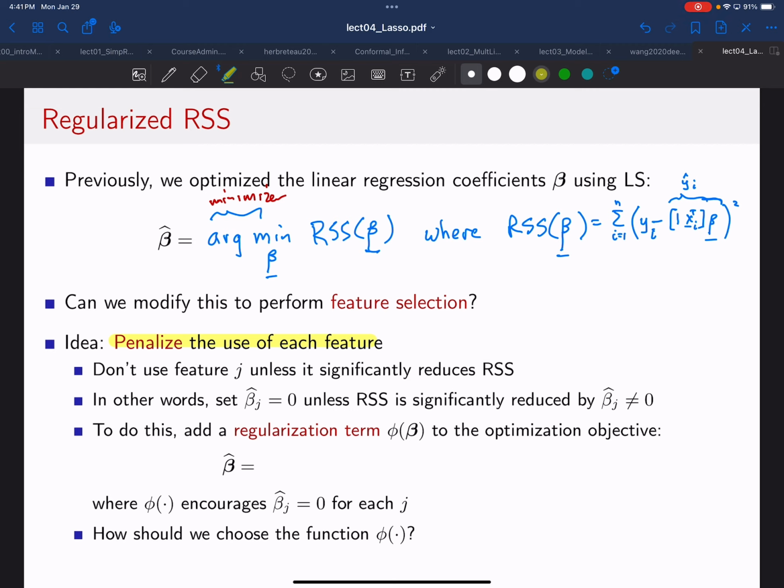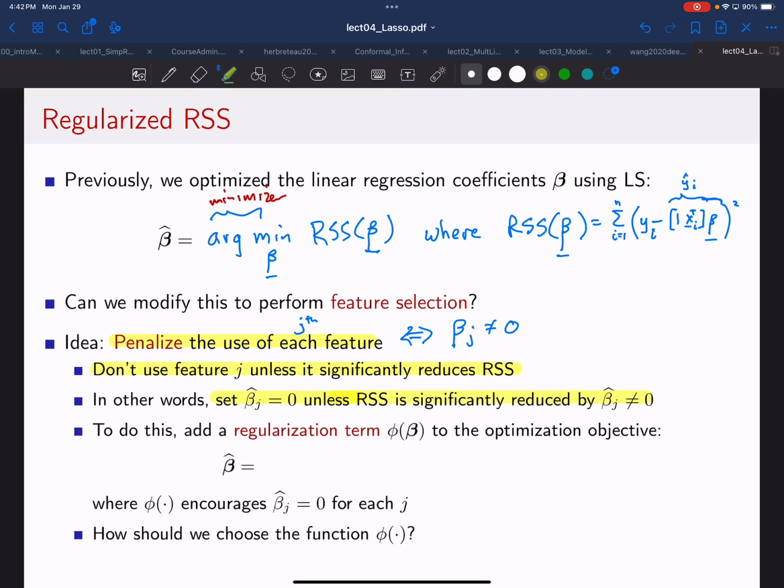So using the jth feature is equivalent to beta j being non-zero. And the idea, like I said before, is don't use the jth feature unless using it really reduces your RSS. Otherwise, it's just not worth it. Don't use it at all. And that's how we can do feature selection. Set beta j hat to 0 unless the RSS is significantly reduced by a non-zero value.